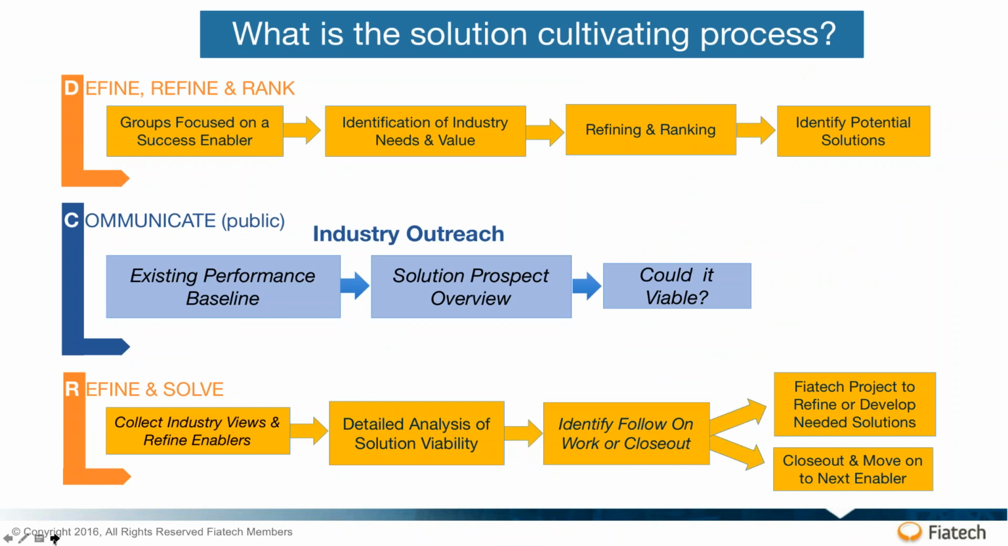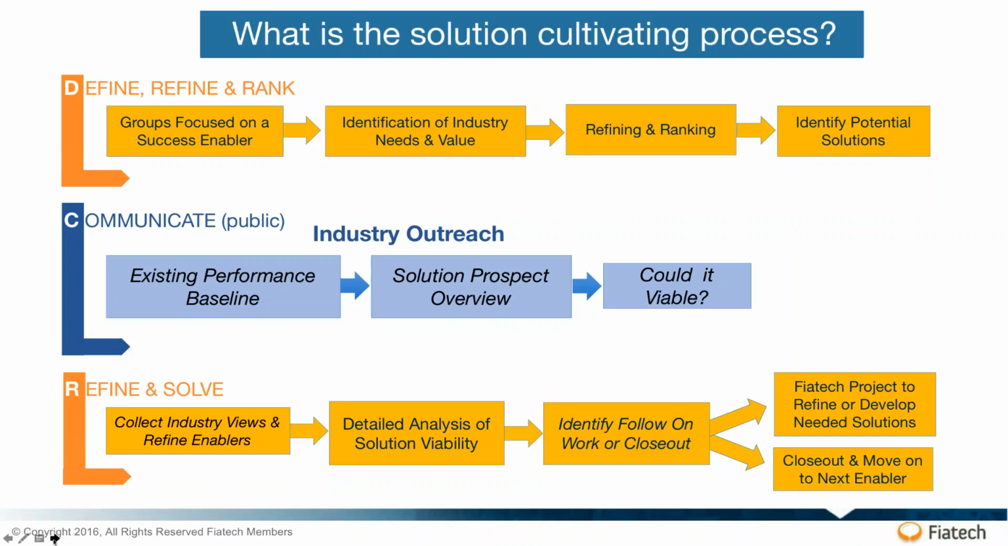The process for cultivating solutions can be shown here, and it gives you a rough idea of what we're talking about. You have these success enablers, and Fiatech has teams, which is what we're meeting here about. The group is focused on the success enablers. How do we identify values and needs, refine them, and identify potential solutions? So you get comfortable with what a success enabler looks like and what its implications are, but then you have to reach out to the entire industry to get a feeling for, are we missing something? Are we overlooking something?